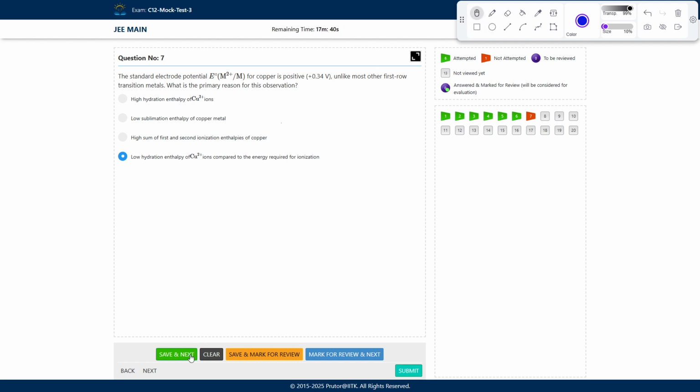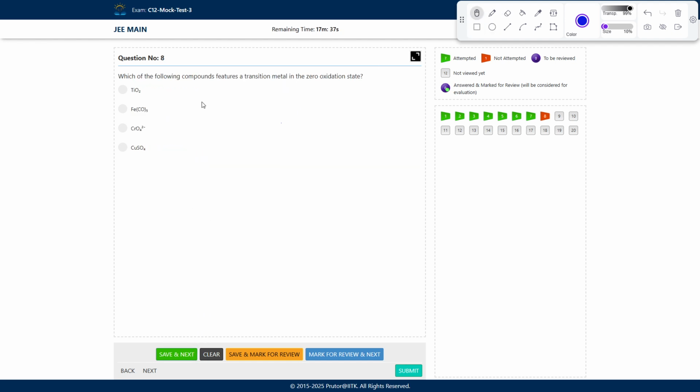Let's move to our next question. Question number 8 asks: which of the following compounds features a transition metal in the zero oxidation state? We are given different transition metals in the options. You have to tell which compound has the transition metal in oxidation state 0. The four choices are TiO2, Fe(CO)5, CrO4 2 negative, or copper sulfate, CuSO4.